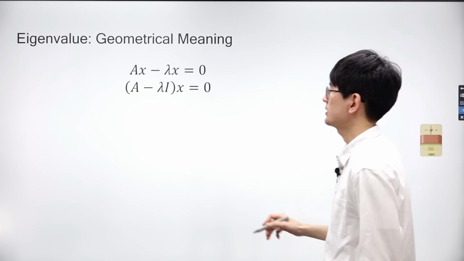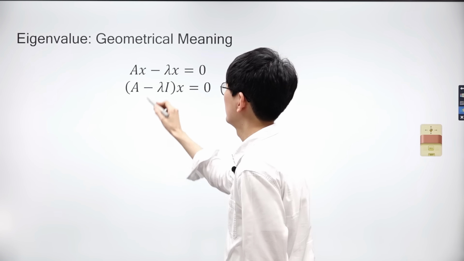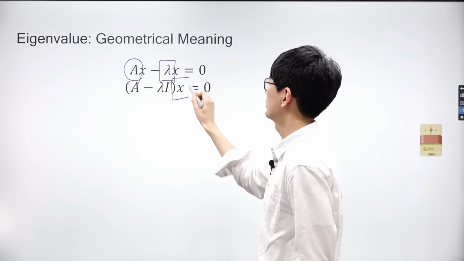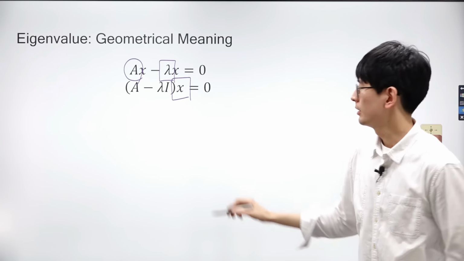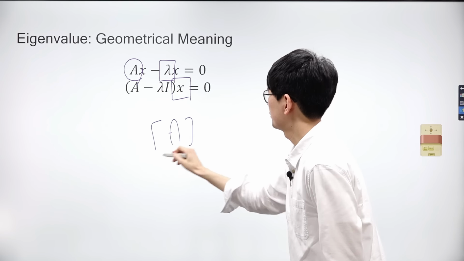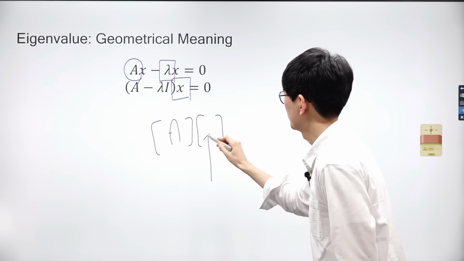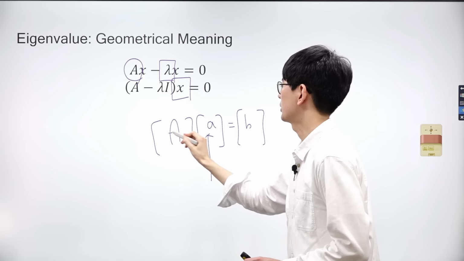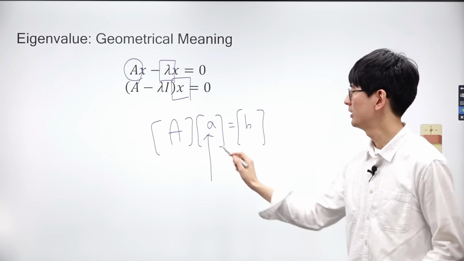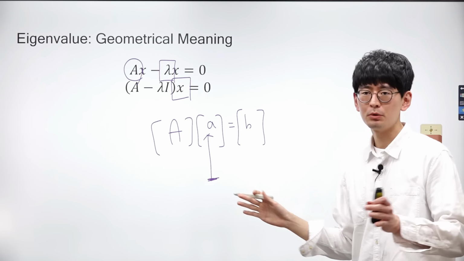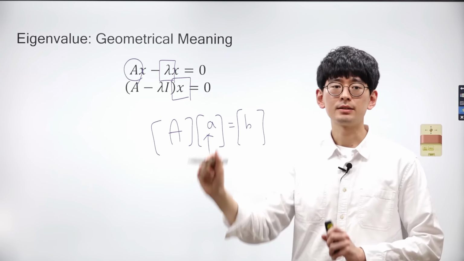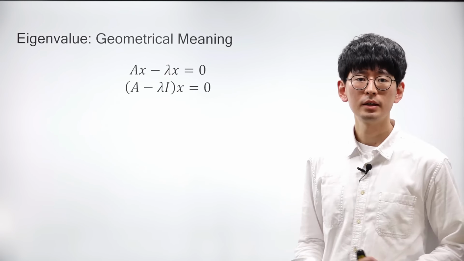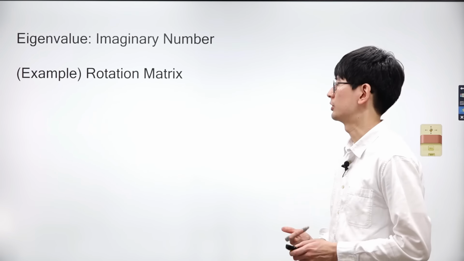Let's summarize the geometric significance of eigenvalues and eigenvectors. Consider a matrix A with eigenvalues and eigenvectors. When you multiply matrix A by one of its eigenvectors, the direction of the resulting vector remains unchanged, although its length may vary. The length of the resulting vector is determined by the eigenvalue corresponding to the eigenvector. It's important to remember their geometric interpretations.